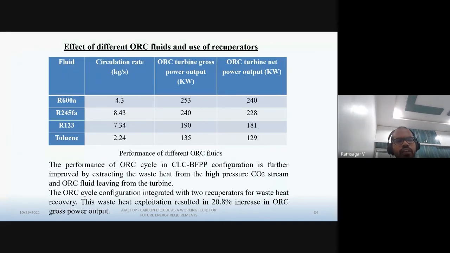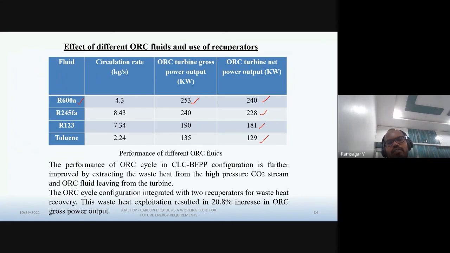We have also done a study on different ORC fluids that can be used in the ORC cycle. We found that R600A has the maximum net power output, followed by R245 and R123 and toluene.